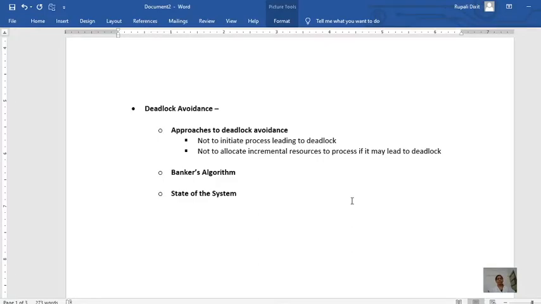The second approach is not to grant incremental resource requests to the processes if it is going to lead to deadlock. So in these two ways the operating system will be working. Depending on these two approaches, the banker's algorithm is there.